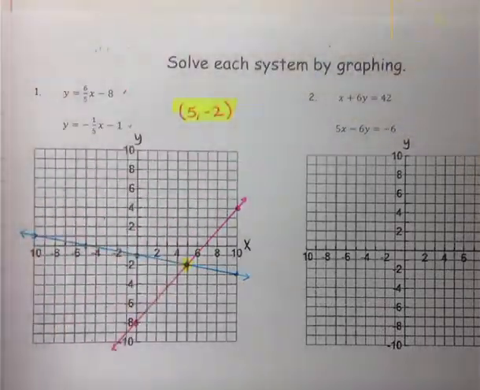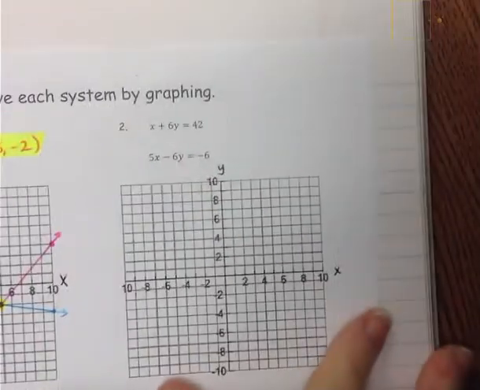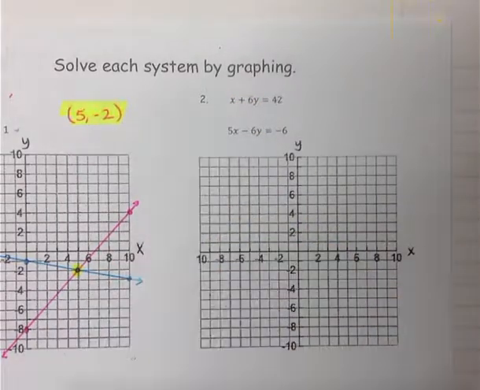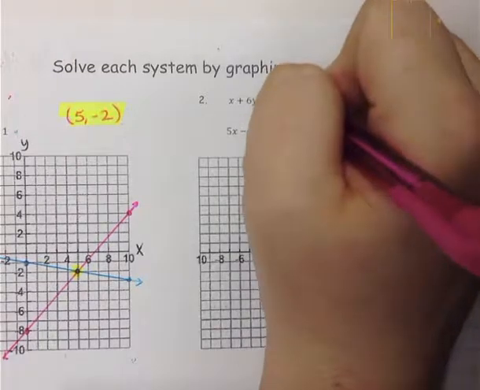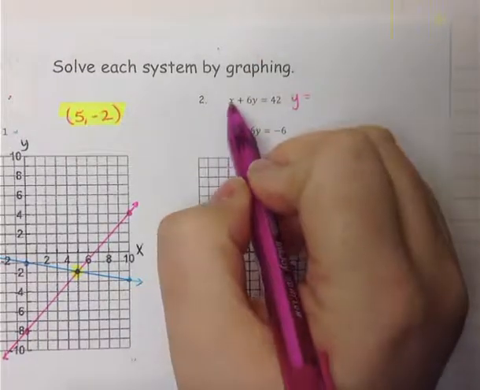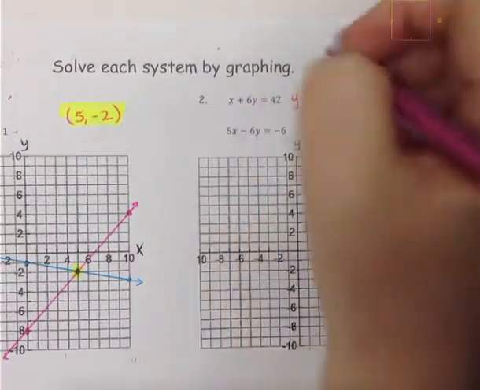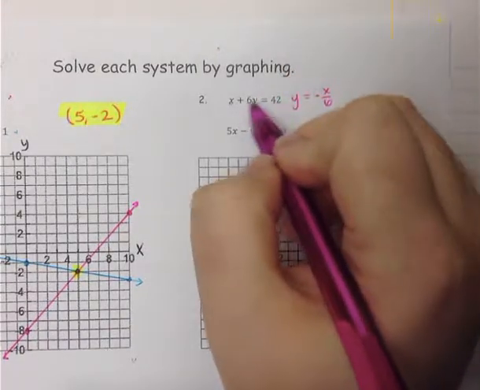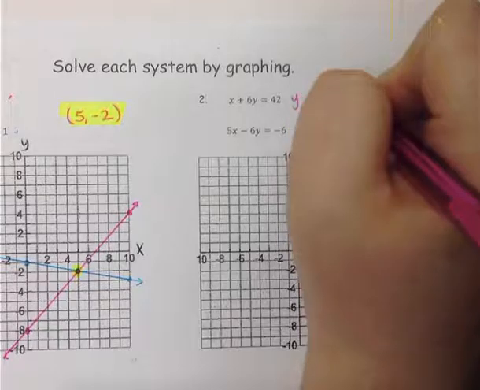On the next one, same thing. Since this is linear and this is linear, we want it in slope-intercept form. So I'm going to rewrite them. This will turn into y equals. I'm going to have to subtract the x and then divide by 6. So I'll have -x over 6. Then with the 42, I'll have to divide by 6, so that'll be a +7.